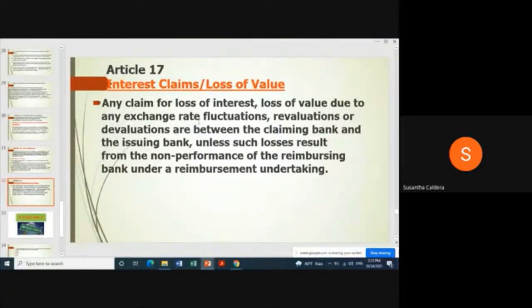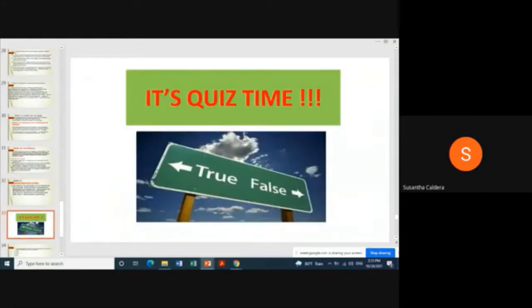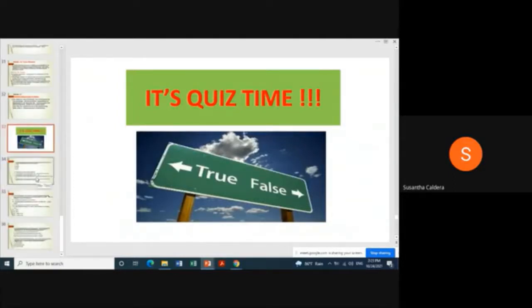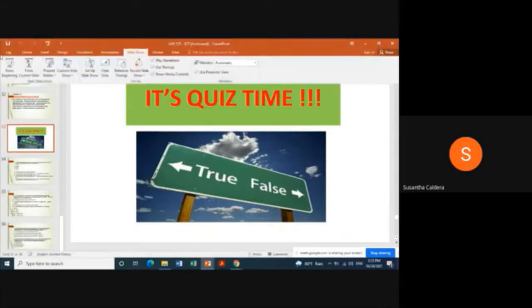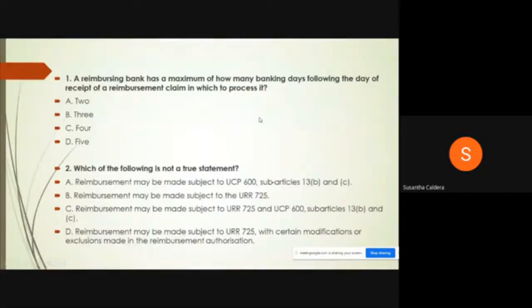Now, there are some questions. Answer the first question. What is the answer? Three banking days. Three banking days, yes.